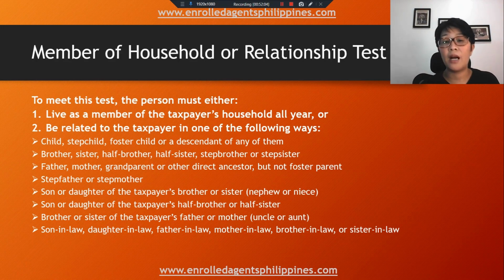So yung nephew, mga pamangkin, no? Son or daughter of the taxpayer's half-brother or half-sister. Brother or sister of the taxpayer's father or mother, sila auntie, sila tito, tita, uncle or aunt, yan. Son-in-law, daughter-in-law, father-in-law, mother-in-law, brother-in-law, or sister-in-law. So yan, qualified sila, no? Member of household or relationship test. So kung any of the following na nabanggit na satisfy, can qualify as a qualifying relative.